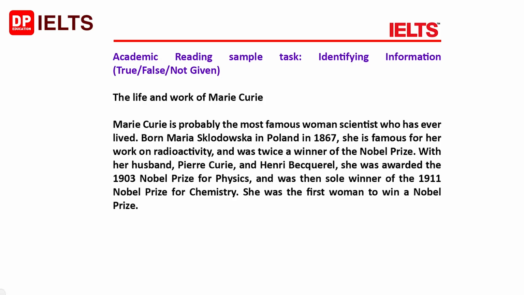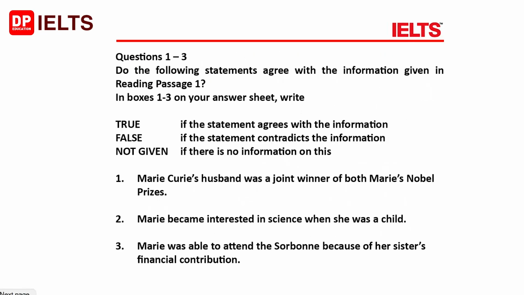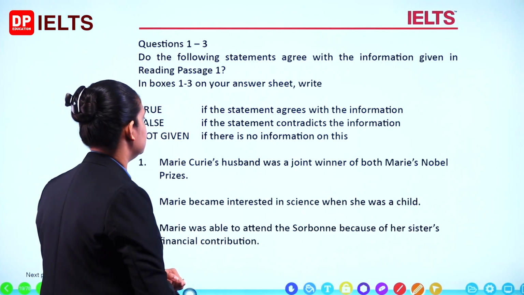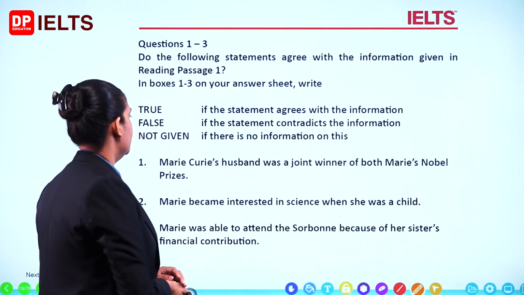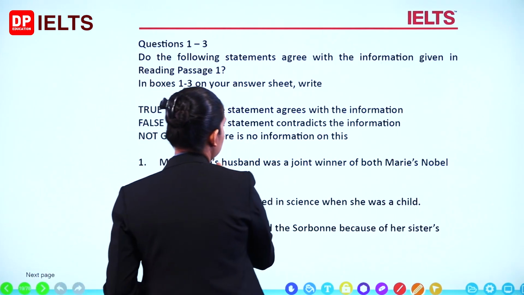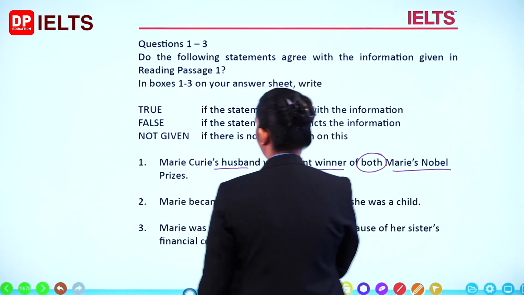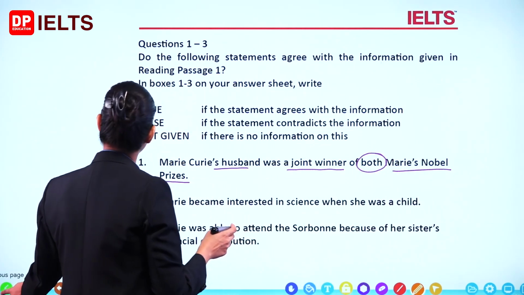Now, this is about the life and the work of Marie Curie. So, true, false, not given. Do the following statements agree? If it agrees, it's true. If it doesn't agree or contradicts, it's false. If there is no information about it, it is not given. Marie Curie's husband was a joint winner of both Marie's Nobel Prizes. So let's go and see Nobel Prizes.